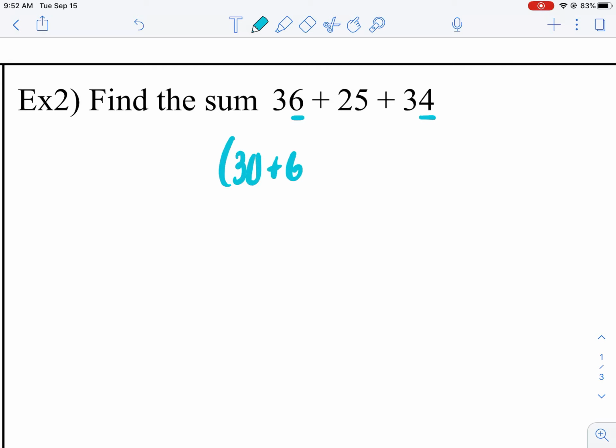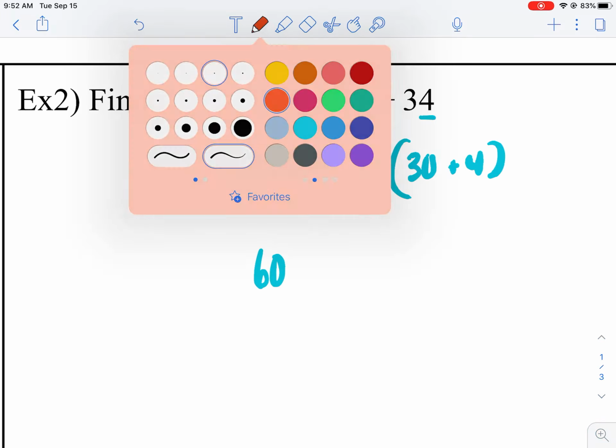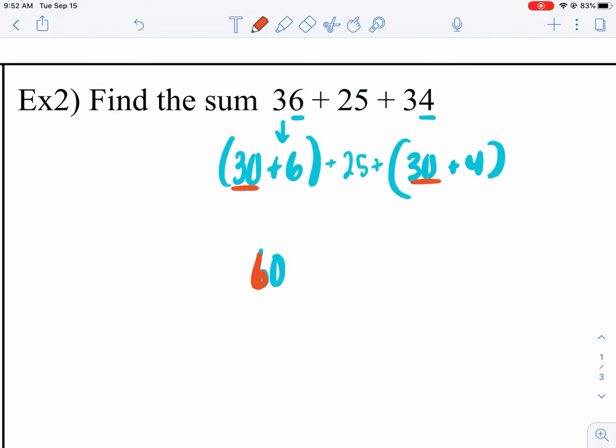So we have 30 and 6 as separate. I'm going to make those separate. And I have 30 and 4. Those are separate. And then I also have 25. Because 25 is not too bad of a number. Okay? So what I'm thinking in my head is, well, the 30 and the 30 make 60. I'm going to make that orange. 30 and 30 make 60. I have 6 and the 4 make a 10. And we still have 25.